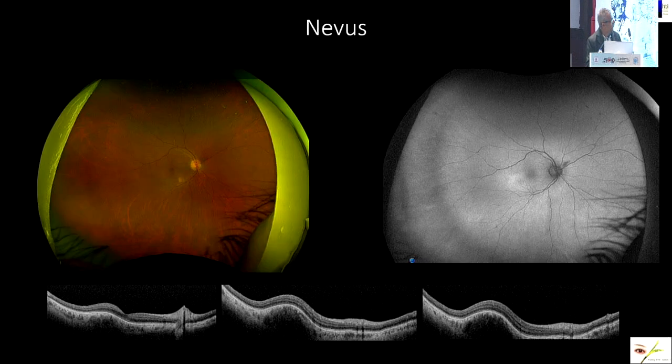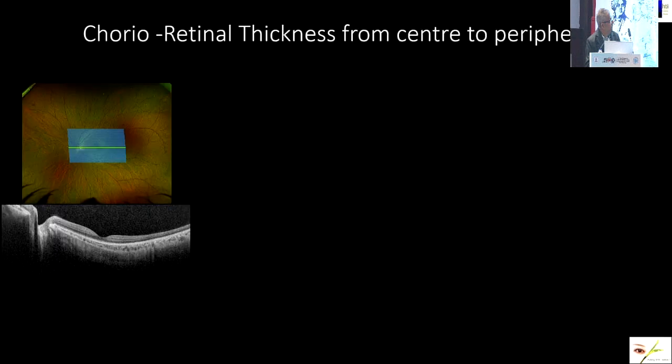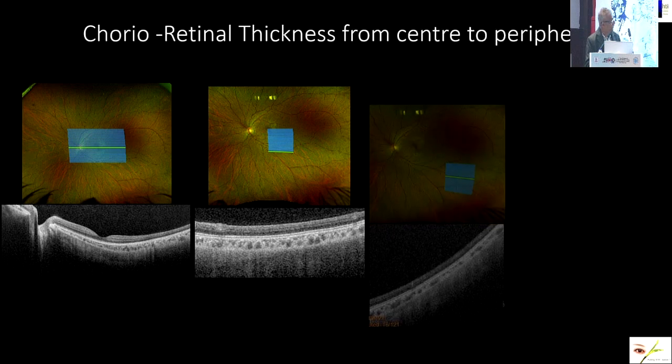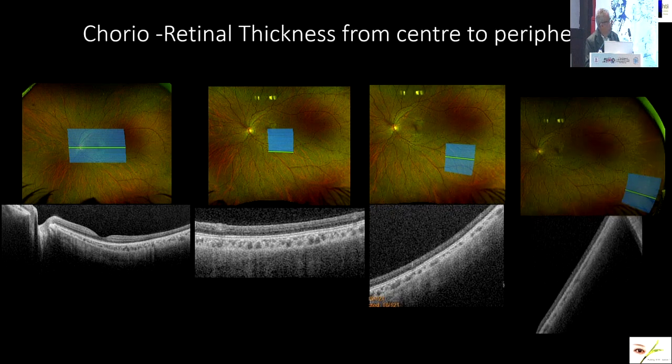So I would end my talk with this last slide, that you can do OCT from center to periphery and decide on the thickness of the choroid, and this could be a research tool.